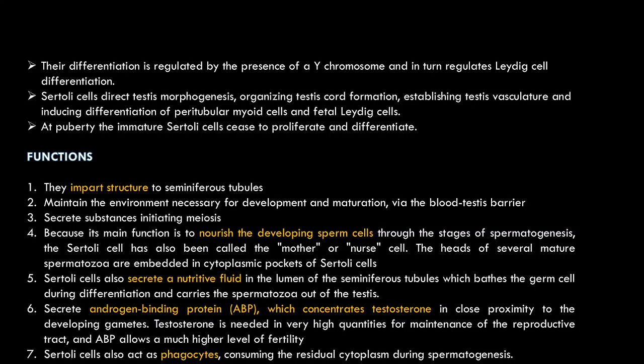As we discussed during the process of spermatogenesis, the heads of several mature sperms are embedded in the cytoplasmic pockets of the Sertoli cells. The Sertoli cells also secrete a nutritive fluid. This fluid collects in the lumen of the seminiferous tubules and it bathes the sperm cells during their differentiation and also carries the sperms out of the testes.